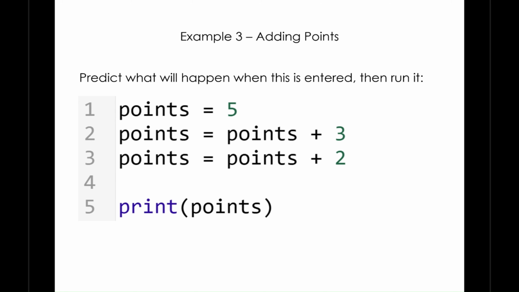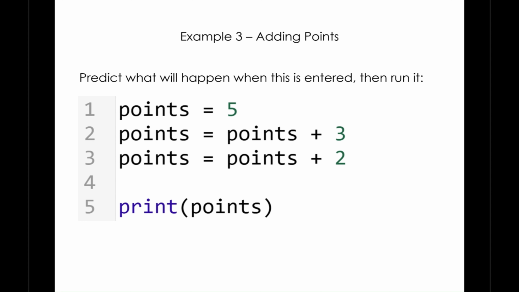Let's have a look at example number 3. First of all, predict what's going to happen when this is entered, and then run it on Create with Code. Line number 1, points equals 5. You take points and add 3 to it, and then you take points again and add 2 to it, and points is outputted. Python works out the right-hand side first, then stores the new value back into the variable points. The output should be 10, because 5 add 3 add 2 is 10.